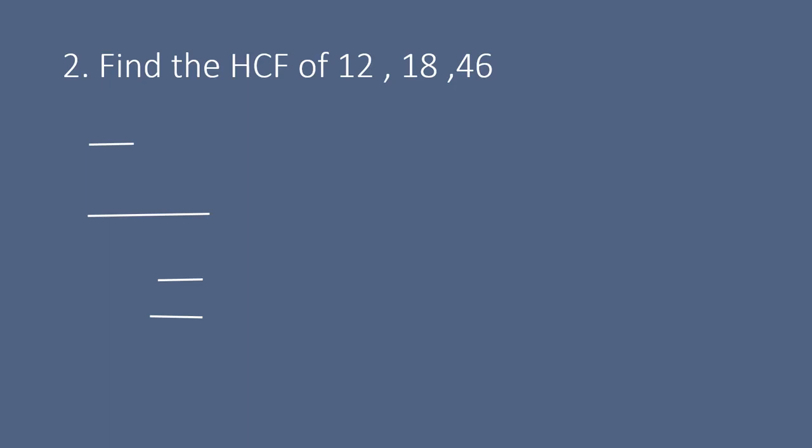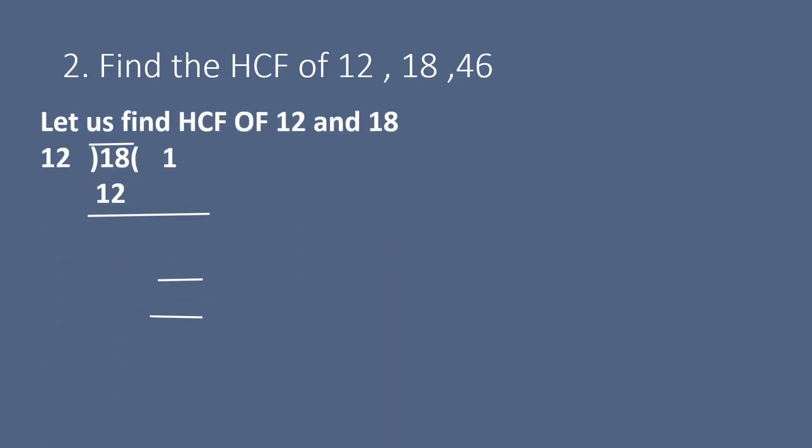Find the HCF of 12 and 18 first. Greater number is 18, smaller is 12. So divide 18 by 12. Okay, divide the greater number by the smaller number. 12 ones are 12, your remainder here is 6. Now you will divide the first divisor by the remainder, and your divisor is 12. So it is 6 2s are 12. Remainder is 0 now. That means our process will complete here. So HCF of 12 and 18 is 6.